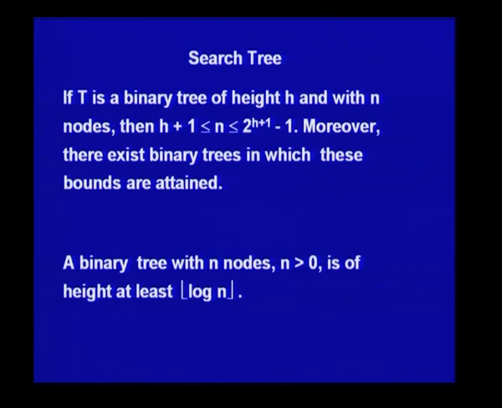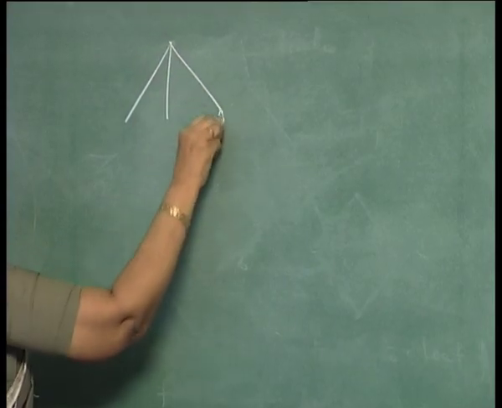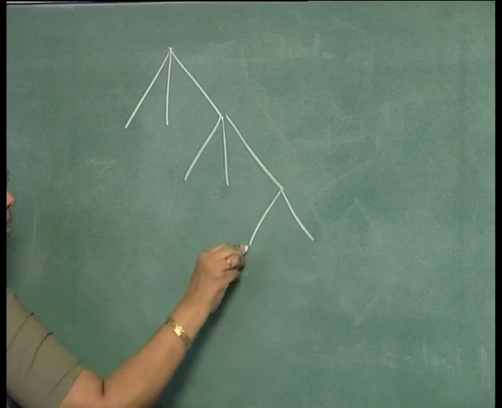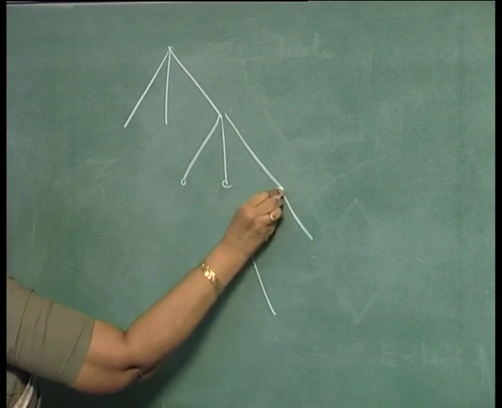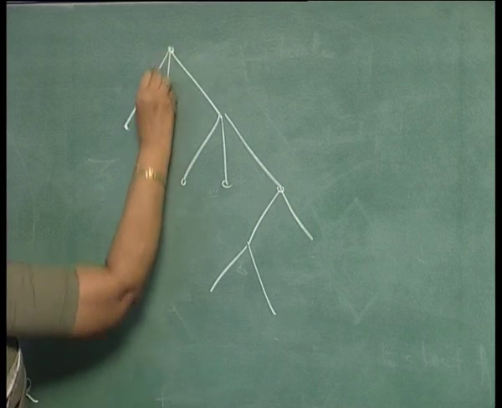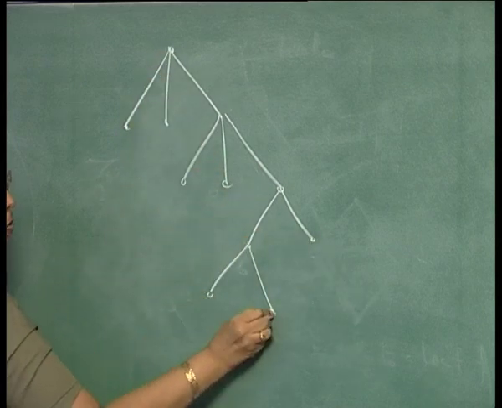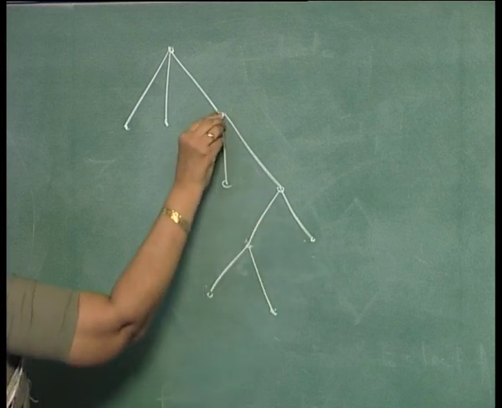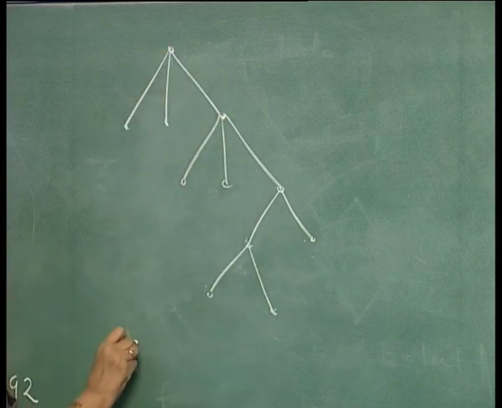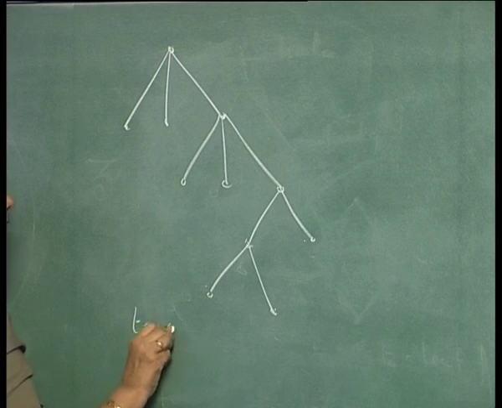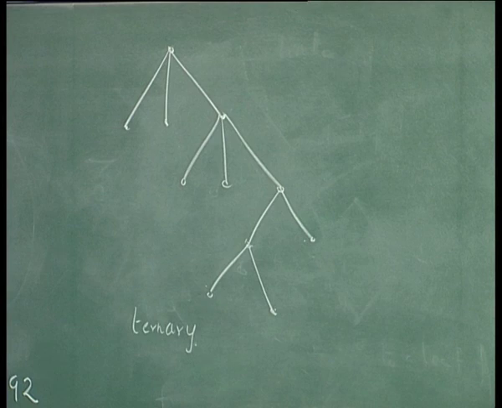Now, when you look at a tree like this, this has 2 sons, this also has 2 sons, this has 3 sons, this has 3 sons, this is a ternary tree. A ternary tree will have each node with 3 sons, 2 sons, 1 son or 0. No node will have more than 3 sons.